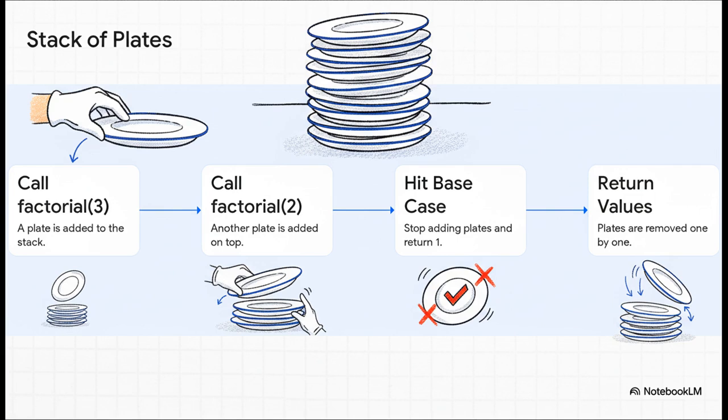A really great way to visualize the call stack is to think of a stack of plates. Seriously, every time a function is called, you put a new plate on top of the stack. So, factorial of 3 gets called, we add a plate. It then calls factorial of 2, we add another plate on top. Then factorial of 2 calls factorial of 1, one more plate. When we finally hit that base case at factorial of 1, it just returns a value. And that's our signal to start taking plates off the stack, one by one, passing the results back down until we get our final answer.